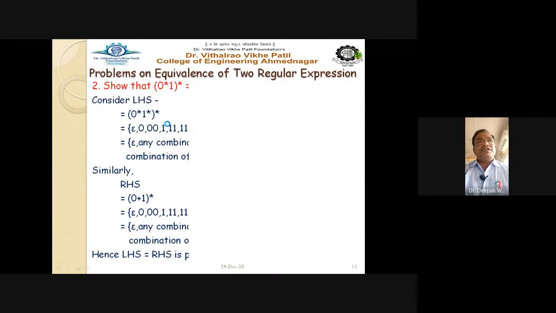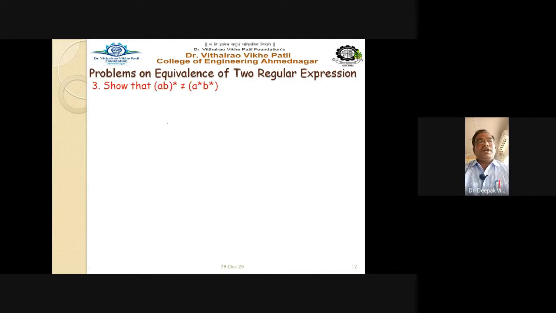Let us go to the next example. Show that (a plus b) raised to star is not equal to a star dot b star. Now here you have to prove that these two regular expressions are not equal. Using the same method, consider the LHS, that is (a dot b) raised to star.